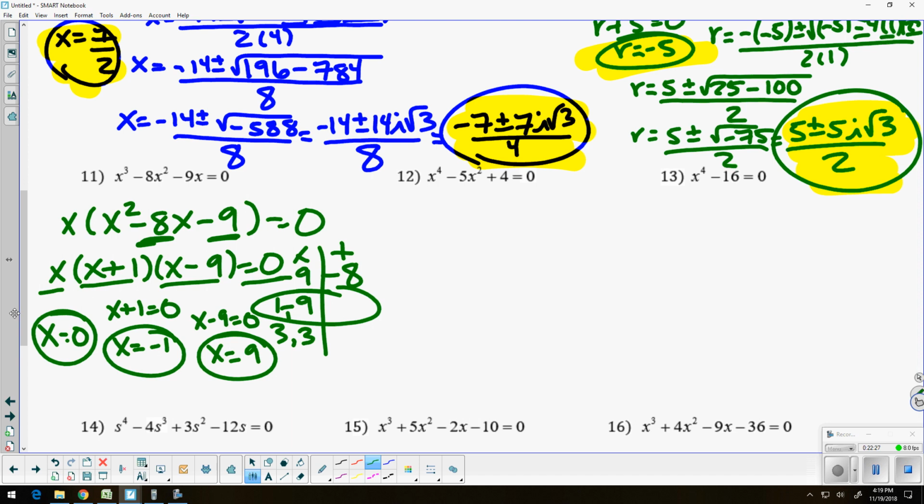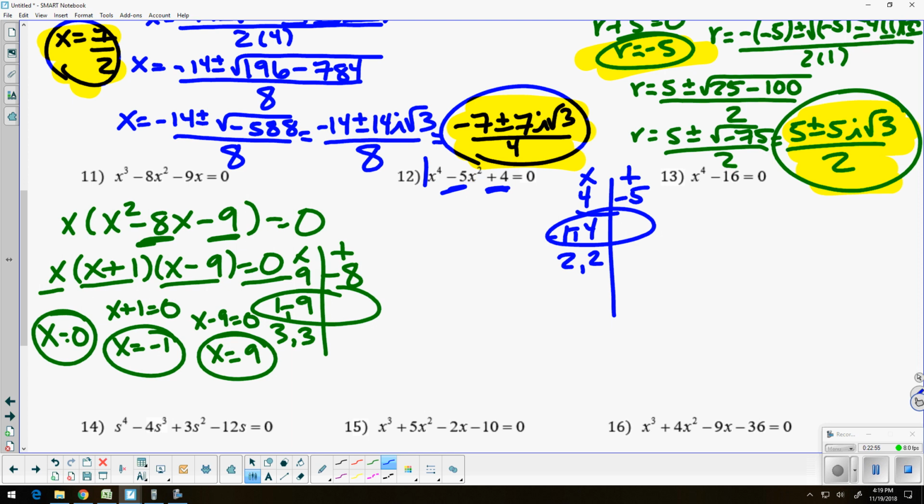Number 12 is very similar to the previous problem. There's no GCF to start, so there's nothing you could take out of all three terms besides 1. But again, this is kind of just like a normal trinomial. If you're thinking about what multiplies to be 4 and adds to be negative 5, since it is a 1x to the fourth. So again, what multiplies to be 4 and adds to be negative 5, so that's 1 times 4 or 2 times 2. It's definitely going to be 1 and 4. They both have to be negative.